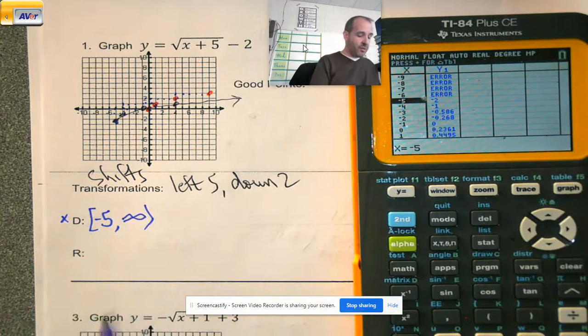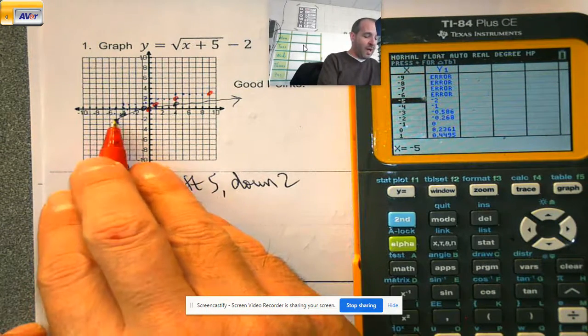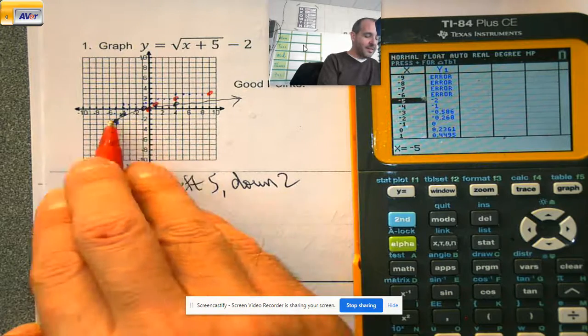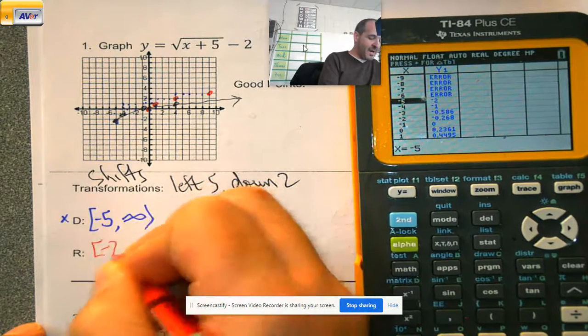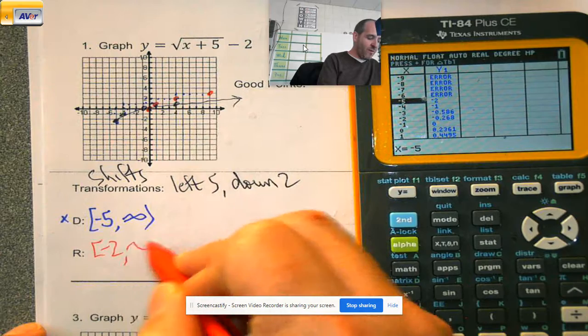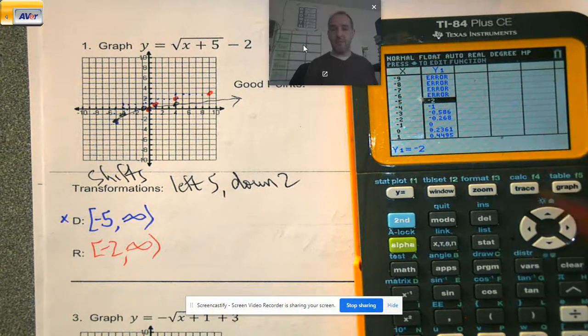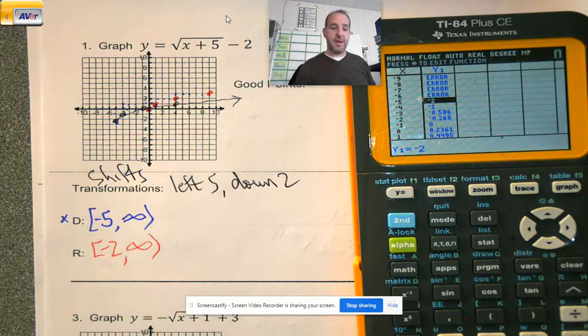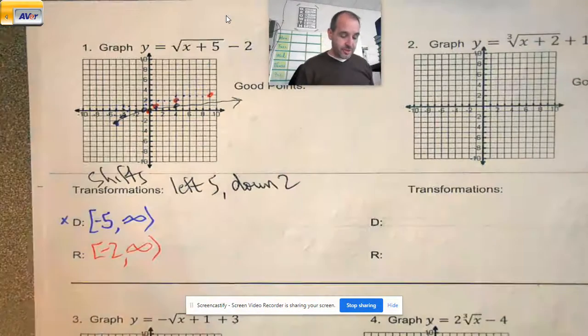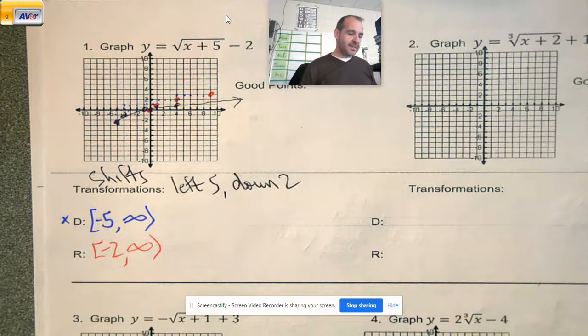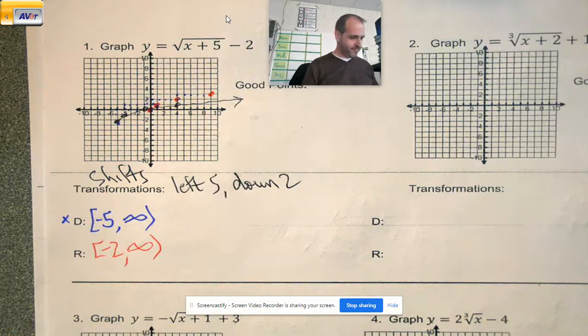My range, again, that's the lowest point as well, but I'm coming back to the Y-axis at negative 2, and it's still slowly working its way up forever, but again, there's the answer for me, giving me the values that I need. So you have options, okay? So let's try this. Let's see here.